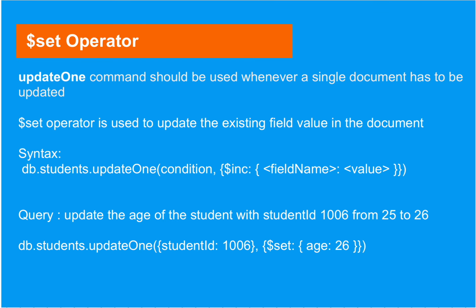In the last video, we have seen the $set operator, which is used to update the existing field value in the document. Suppose if you want to update the age of a student of student ID 1006 from 25 to 26, we'll use the $set operator. It takes an object with the field name and its value.